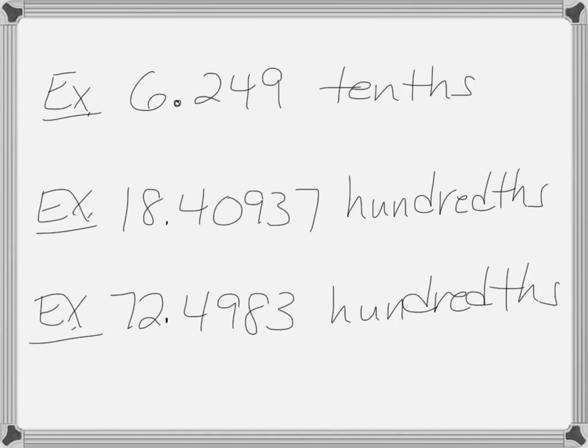So for example, if I'm to round 6.249 to the tenths place, that's where the 2 is, I look to the first digit to the right of the 2. And we have to ask ourselves, is that number 5 or bigger? No, it is not. So I don't change the 2. The answer is 6.2.